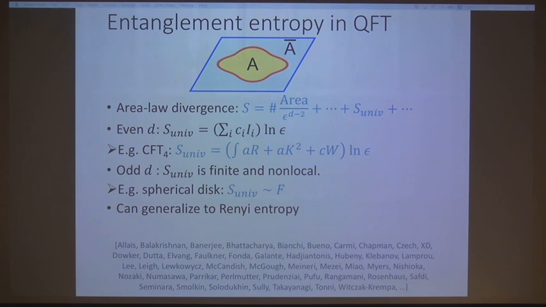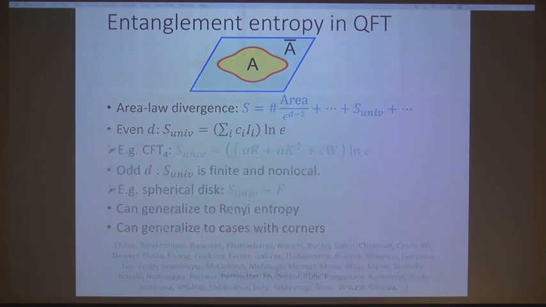All of this can be generalized to the Rényi entropy. The coefficients generalize to functions of the Rényi parameter n. They are less studied and more complicated, not just given by the central charges, but the structure of the divergence doesn't change much. Also, it has been studied for many cases where we have corners in the entangling surface. Here we have a very smooth entangling surface. If the entangling surface has corners of various codimension, then we can have more divergences in the von Neumann and Rényi entropies. And again, in those cases, the extra divergences are characterized by invariants on the singularities of the entangling surface.